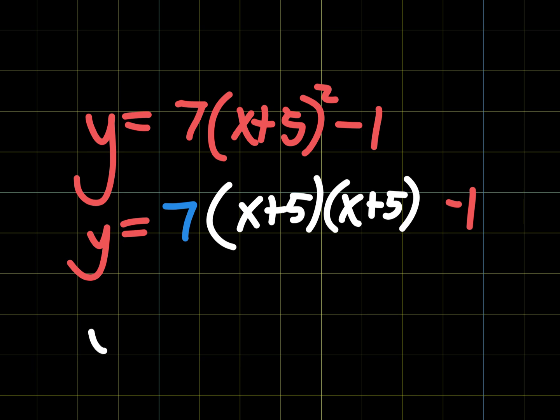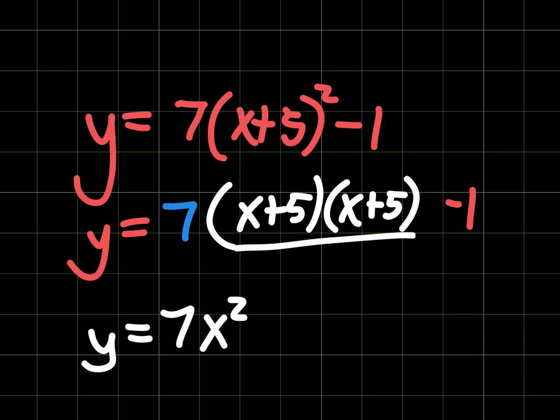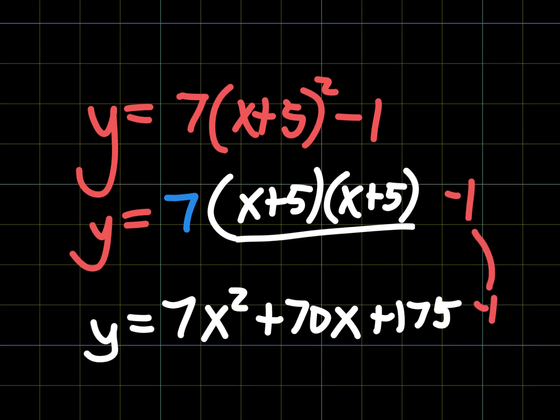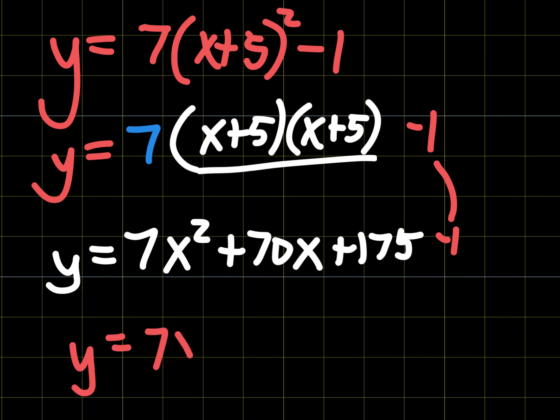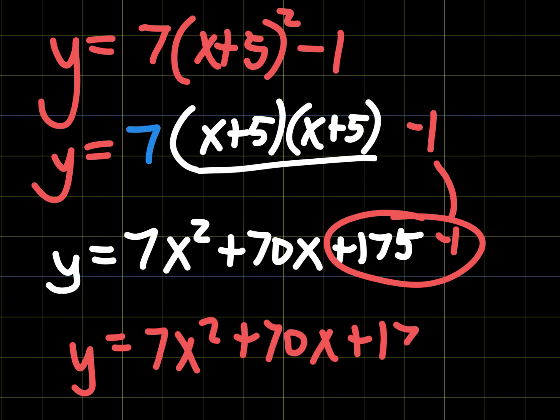Let's see if Mr. Server can do it in his head. This is not easy. Final answer. After I did this in my head, I'm going to have 7x squared plus 70x. And then this 5 times 5 is 25, and 25 times 7 is 175. And then I haven't done the minus 1 yet. 7x squared plus 70x plus 174. I think that's right. Can anybody verify they got the same thing?